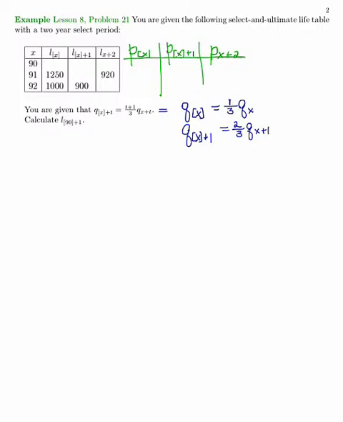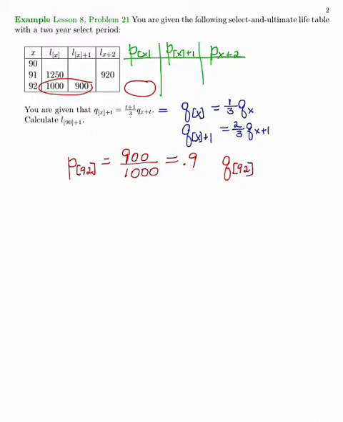So the first thing I notice is that I've got these two adjacent L's, and that's going to allow me to compute P92, right? The entry in this spot. So P92 is 900 over 1,000, which is 0.9. So Q92 is going to be 0.1.